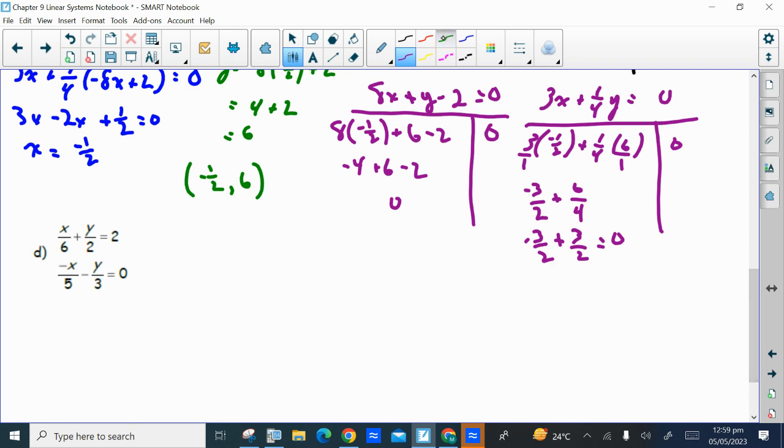Now, for question D, there's some extra work that we have to do here because there's fractions in both equations. So what I'm going to do is start by multiplying both equations, starting with this top equation. Multiply all the terms by the common denominator, which would be 6. You've got denominators of 6, 2, and actually 1 on the right. The least common denominator is 6. So I'm going to multiply that first equation by 6.